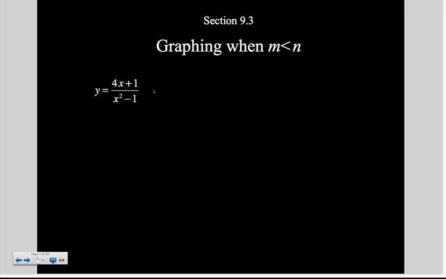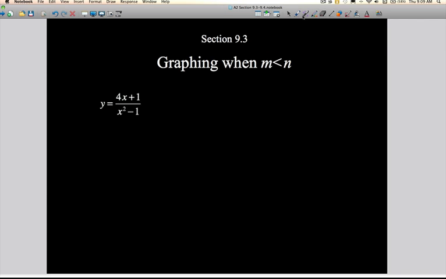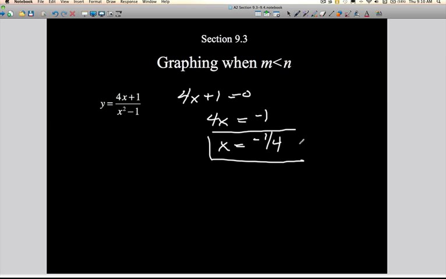In this particular case, you can see that I have a first degree equation in the numerator and a second degree equation in the denominator. So I begin by finding the zeros of the function in the numerator. This will allow me to find the x-intercepts. I set the function equal to 0, and then I solve for x. Okay, so I found a single x-intercept at x equals -1/4.